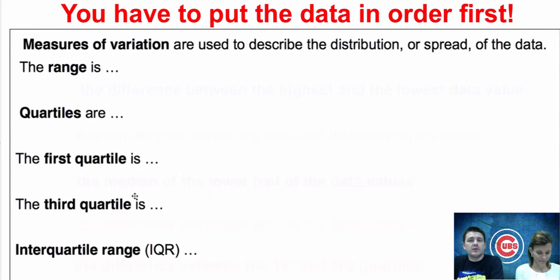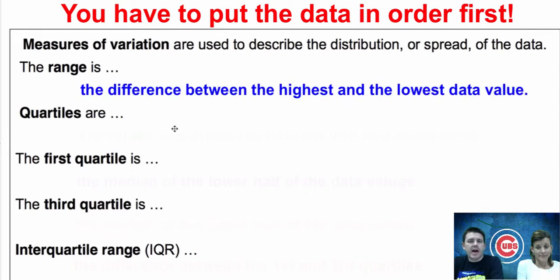First off, we have a bunch of vocabulary to get started with. So get each of these pieces down. The range is the difference between the high and the low. This is the one we already knew from the last lesson with our median, mode, and range.